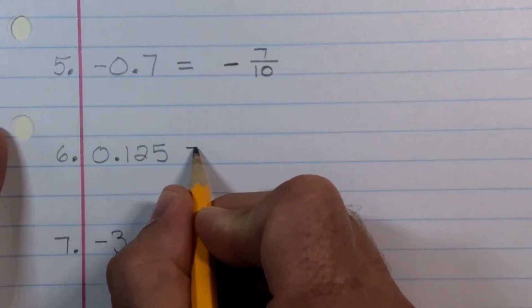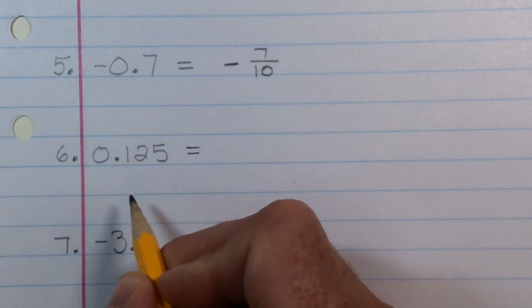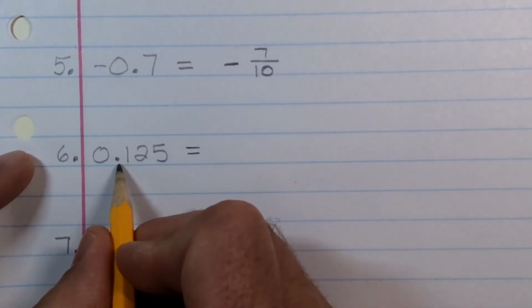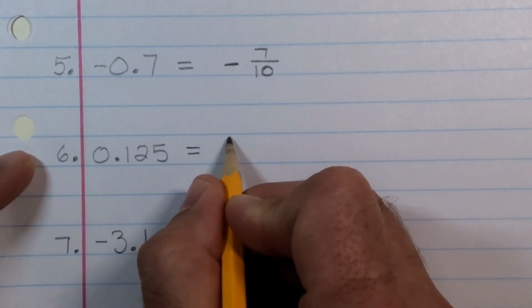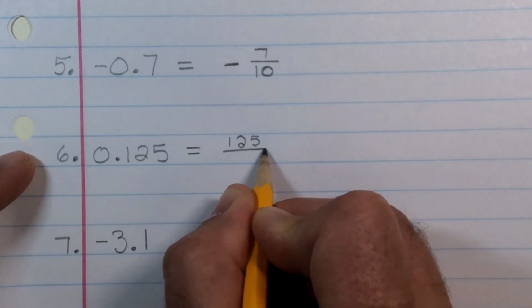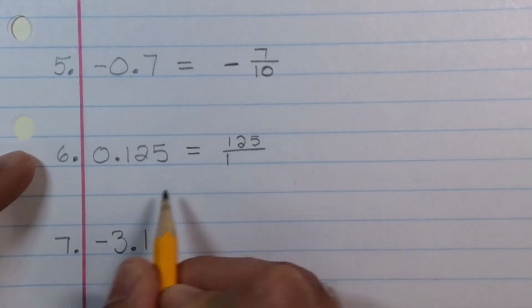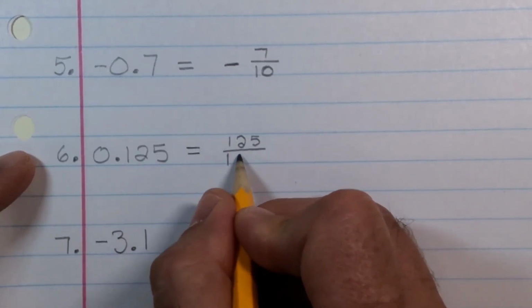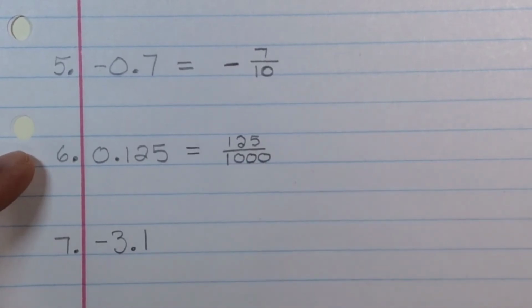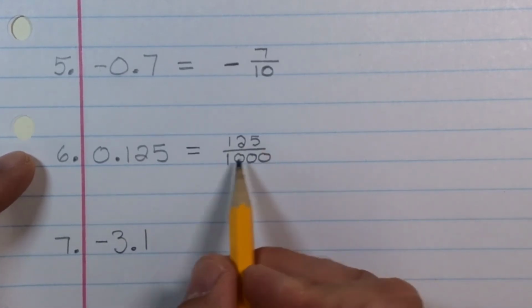For number 6, positive decimal, so I will have a positive fraction. I put these numbers behind the decimal on the top, 125. And I put a 1 with 1, 2, 3 zeros behind it because there were 3 numbers behind the decimal. Or you just know that that number is read 125 thousandths, and it's 125 thousandths.